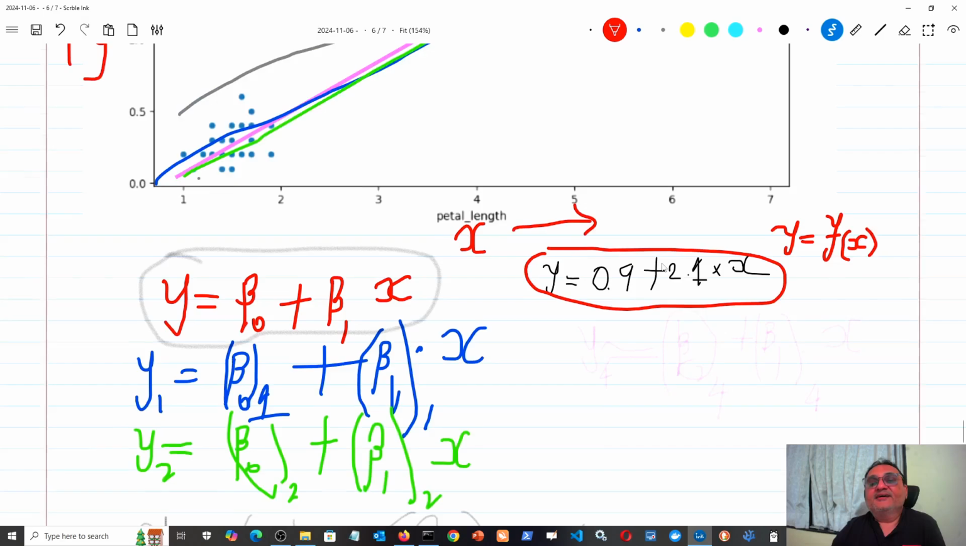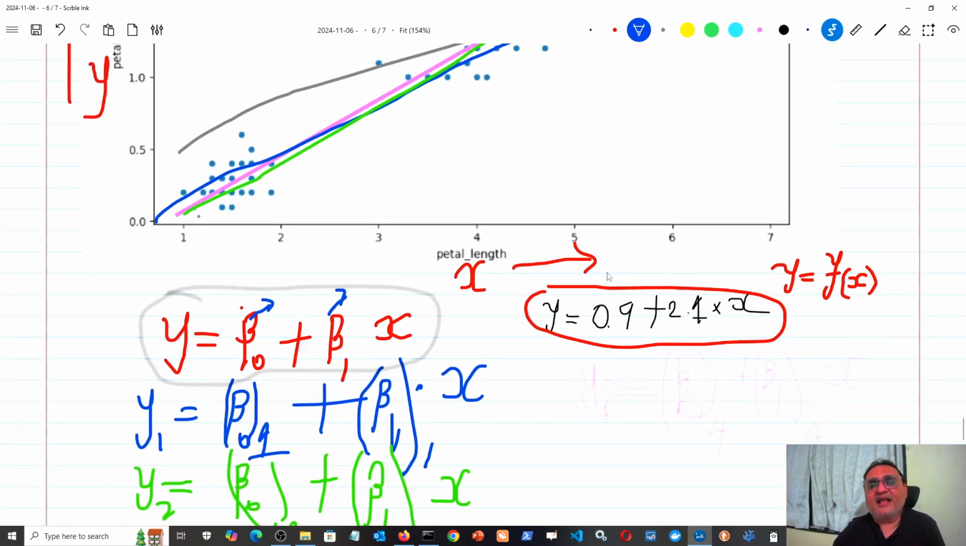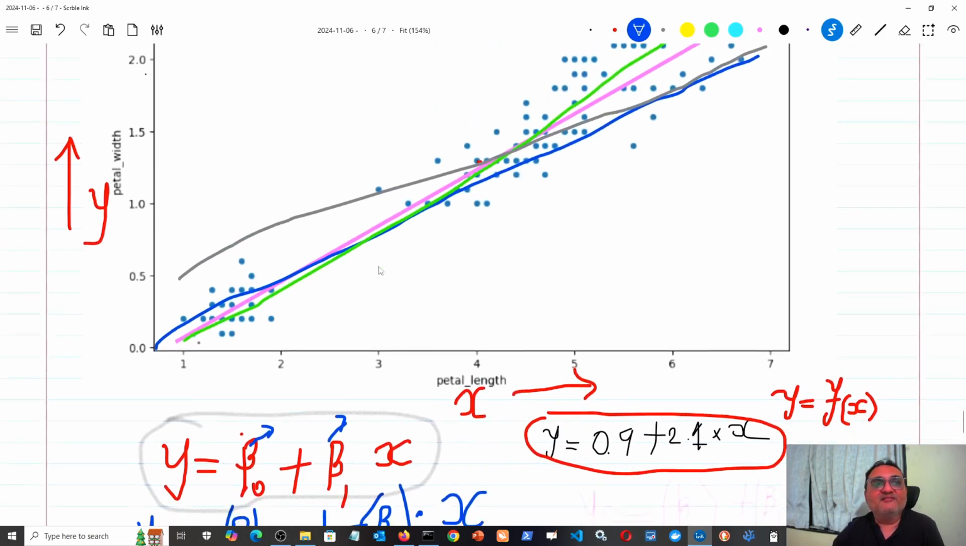That thing is itself called a mathematical or statistical model. If I get one such relationship, indirectly what I'm saying is that I get the values of beta 0 and beta 1. If I somehow manage to get the values of these two, that beta 0 is 0.9 and beta 1 is 2.1, then my problem is solved, because thereafter I can plug in any value of petal length x and I can find the corresponding value of petal width y easily.